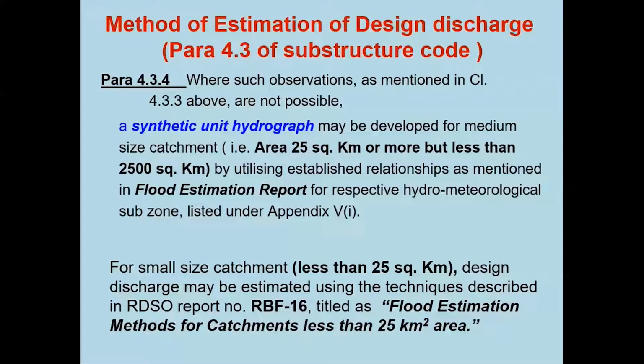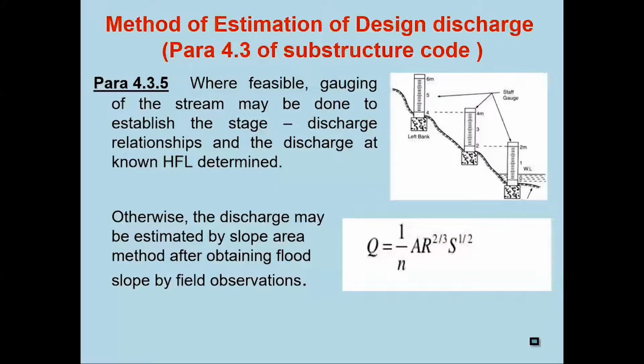This is the stage discharge curve, in which the cross-sectional area of the river is gauged. There are different stages, different scales which have been provided, and based on this flood level, we can find out the discharge. Otherwise, if we can find out the estimated slope of that area, by Manning's equation we can find out the flood discharge.